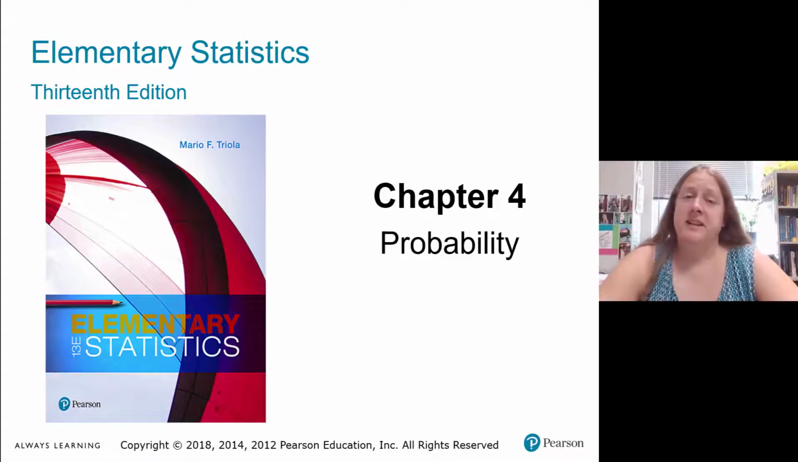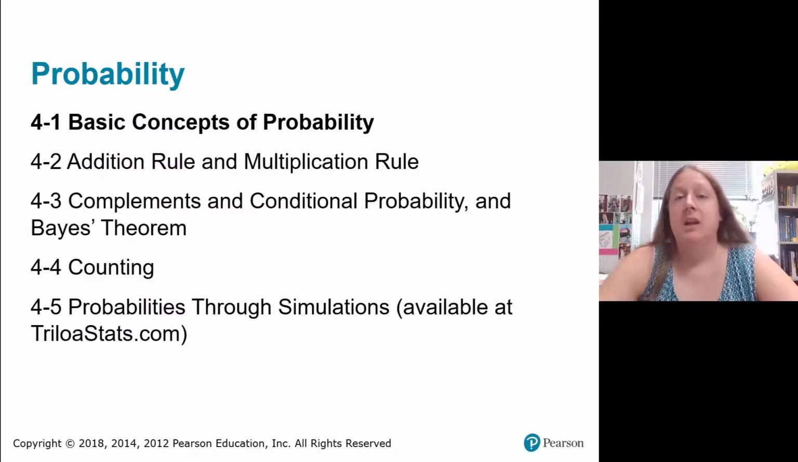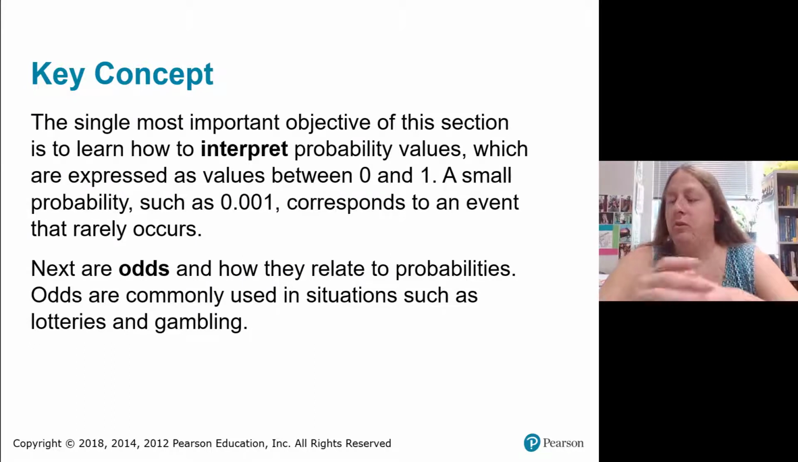We're going to begin our discussion of probability today. And in doing so, we're going to talk about basic concepts of probability. So when we're talking about probability, we want to be able to interpret probability values. Probability is represented by a number between 0 and 1. The values closer to 0 are less likely to occur, and the values closer to 1 are more likely to occur.